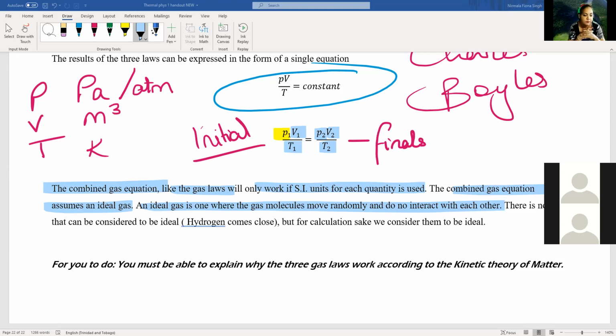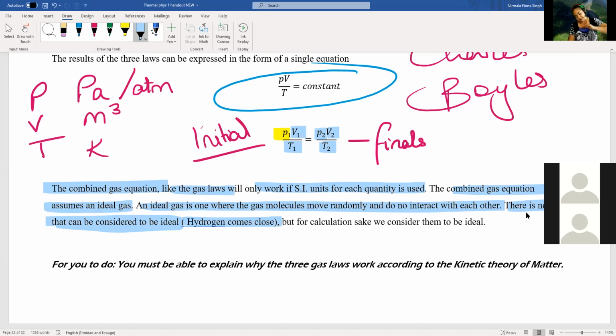So we don't have ideal gases, but for the sake of our questions, we assume that they are ideal. So there's no reason to bring up any other topics or points. Let's continue reading. There is no gas that can be considered to be ideal, but the nearest, most ideal gas that we have experience with is hydrogen. All right, hydrogen is the closest that we have.